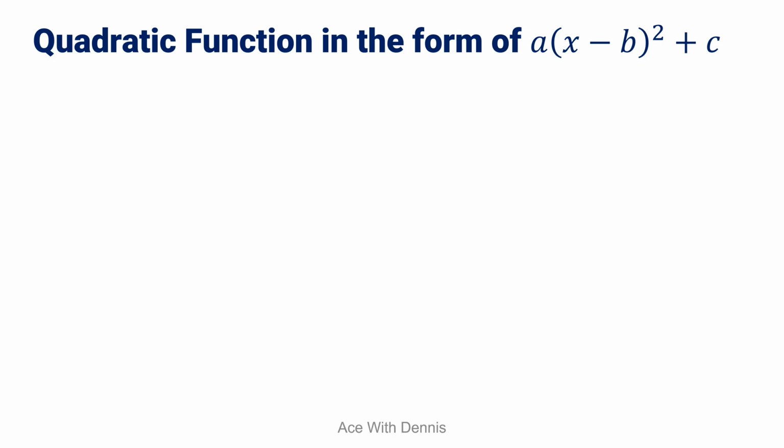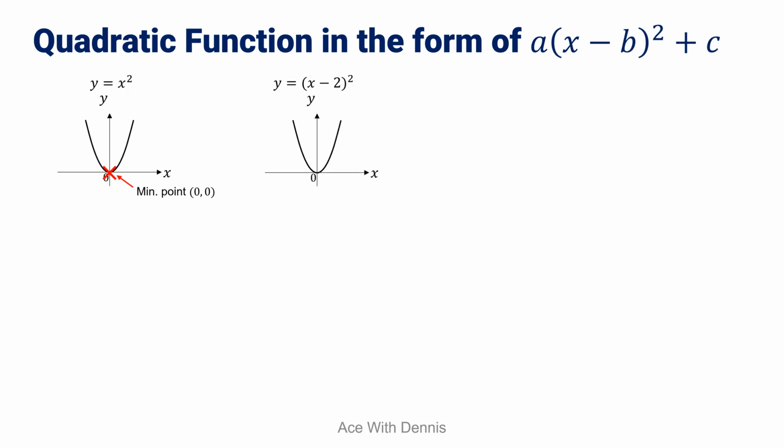Now, let's observe how the graph changes when the values of a and b change. When y equals x squared, this is how the graph looks, where the minimum point is (0, 0). Now when y equals (x minus 2) squared, then from this original graph, it moves 2 units to the right, and the minimum point touches the x-axis at x equals 2. Hence, the coordinates of the minimum point will be (2, 0).